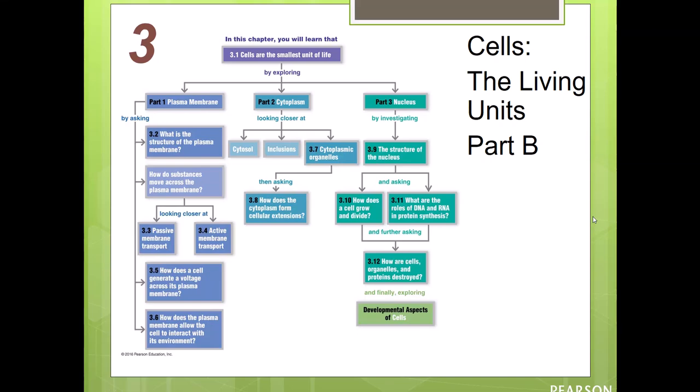Welcome, students, to the last part of Chapter 3, which will focus mostly on the nucleus and what goes on in the nucleus. Part 2 of this chapter, Chapter 3, focuses on the cytoplasm.